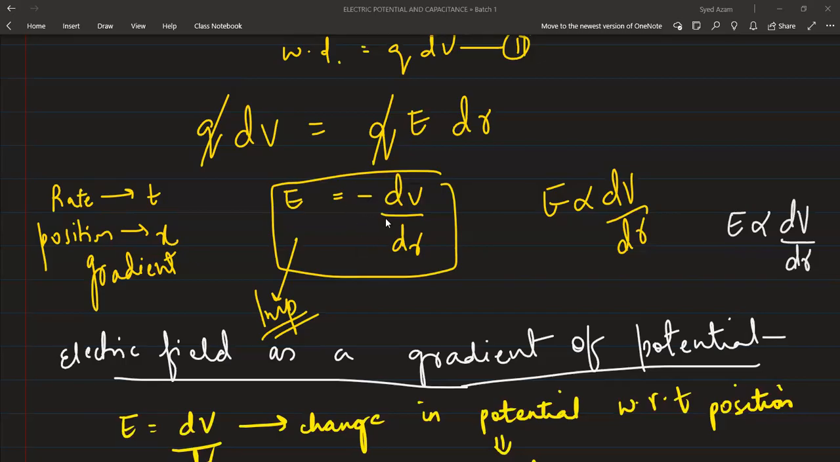And why is there a negative sign here? Because this shows that electric field is in the direction wherever the potential decreases. Wherever you see the potential is decreasing, it is becoming less, there you will have the electric field.